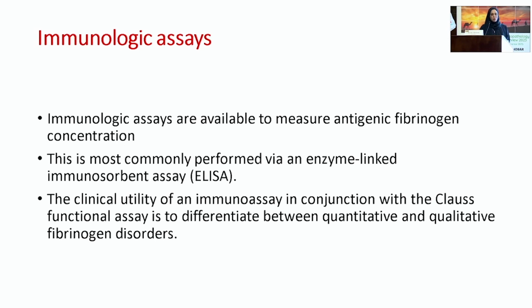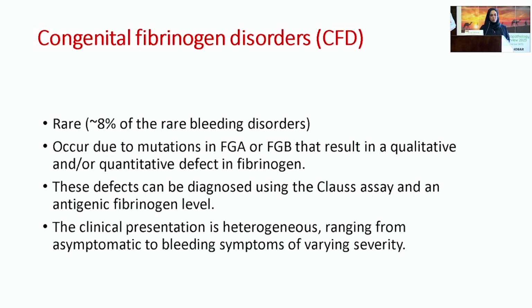Immunological assays can measure antigenic fibrinogen concentration. It's usually through the ELISA method. The clinical utility is that you have to use it in conjunction with the Clauss method, and it's to differentiate between quantitative and qualitative fibrinogen disorders.